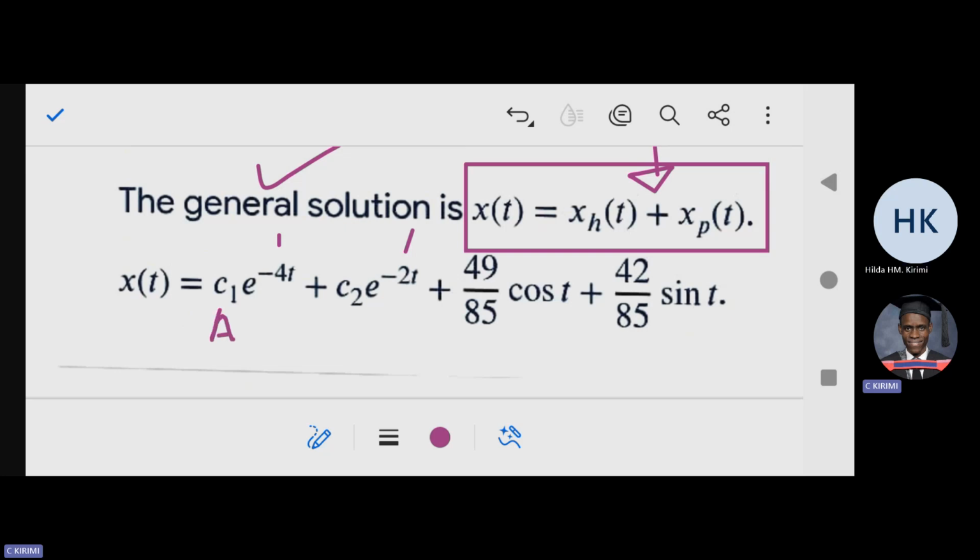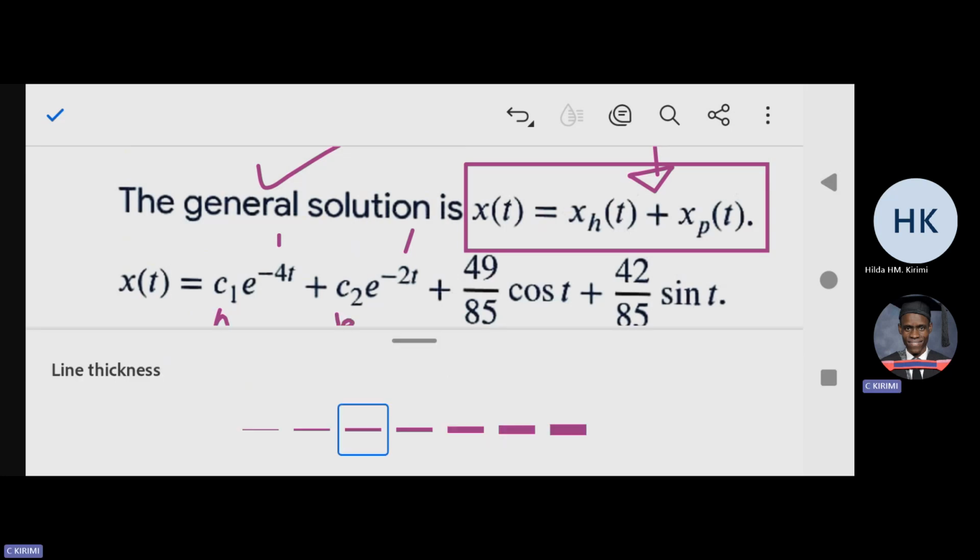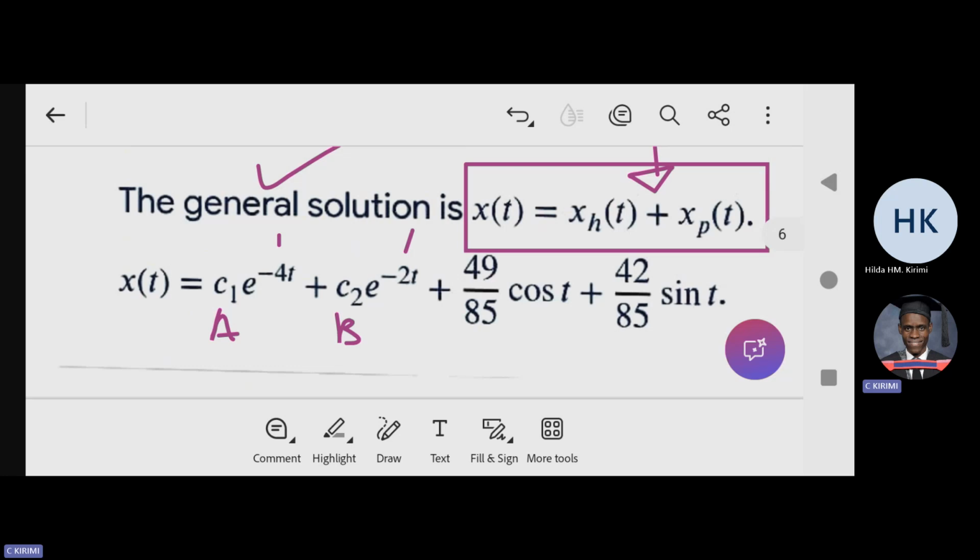C1 and C2. These are just constants, A and B. The reason why they did not use A and B is that the particular solution also has A and B, but it does not matter. You can still use C1, C2, or A and B, because the constants of the particular solution we solve first, before the general one. So this is the general solution.